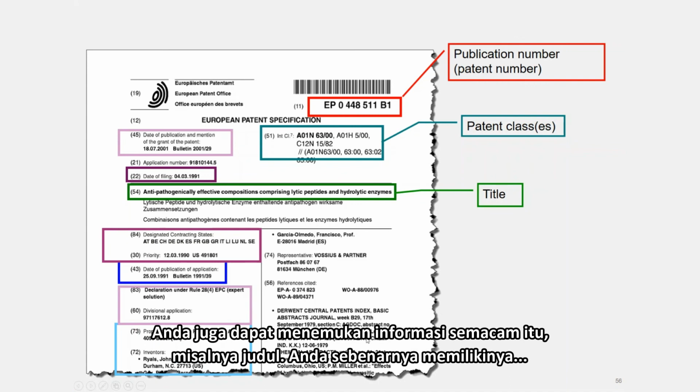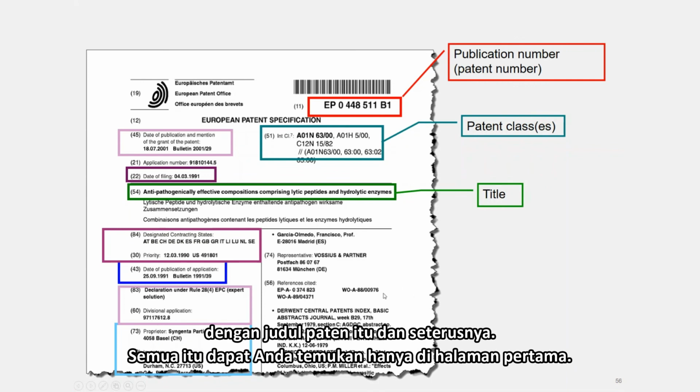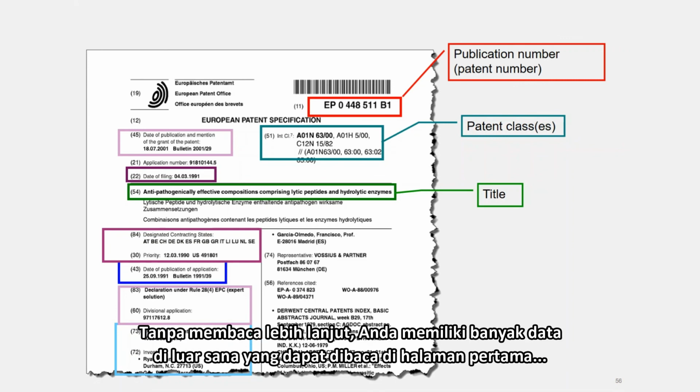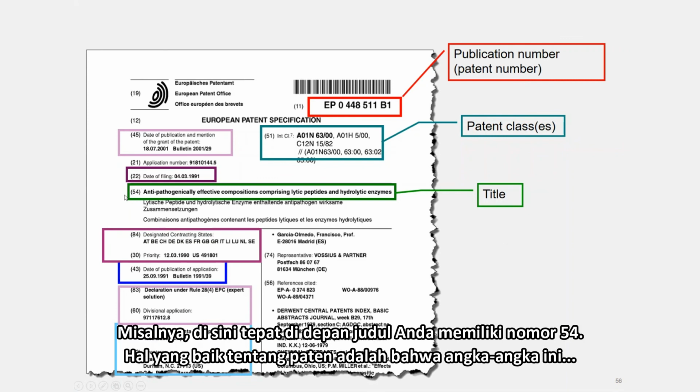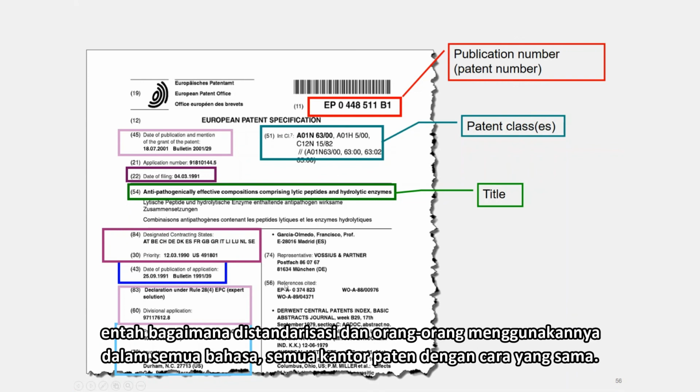You can also find information like a title. So you have a title of that patent, and so on and so forth. All that you can find on only the very first page. So without reading further, you have a lot of data which can be read on the very first page, and they are always at the same place. If you look here, you have some numbers. For example, here, just in front of the title, you have the number 54. The good thing about patents is that these numbers are standardized, and people are using them in all languages, all patent offices, in the same manner.